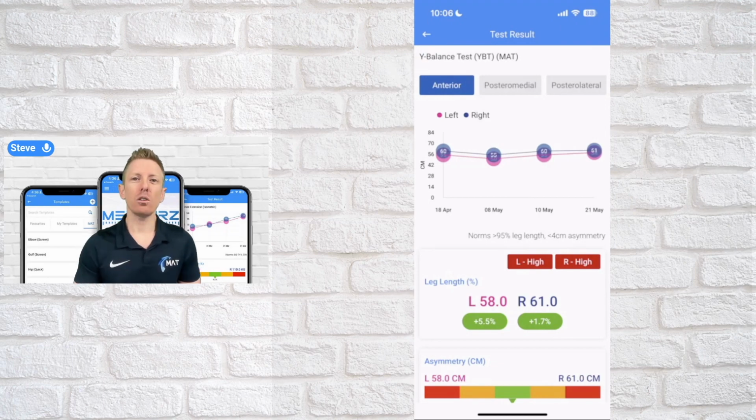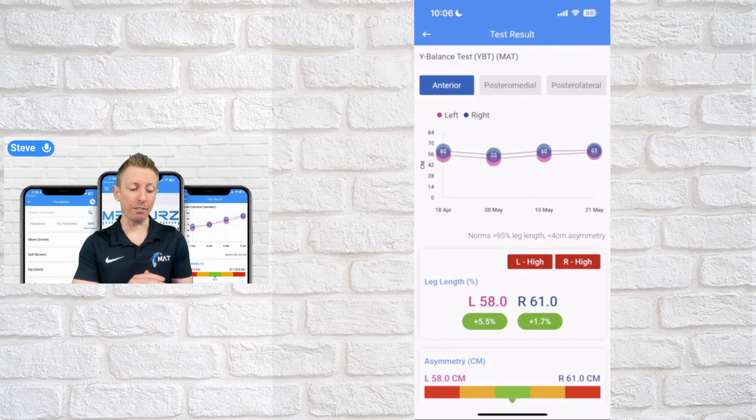Now you'll see on all the results screens, minus the orthopedic tests, that there's a graph over time. And in this case, we're obviously looking at centimetres of reach for each of those. Now you can see this test has been completed multiple times. As you can see, 4 data points in there. So it's really nice to be able to track that progression over time, with the pink being the left leg and the blue being the right leg.